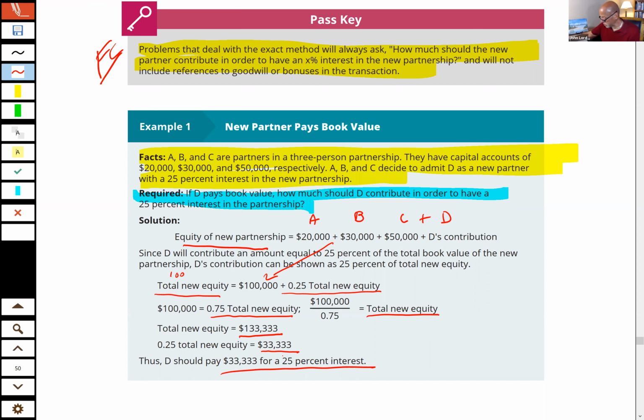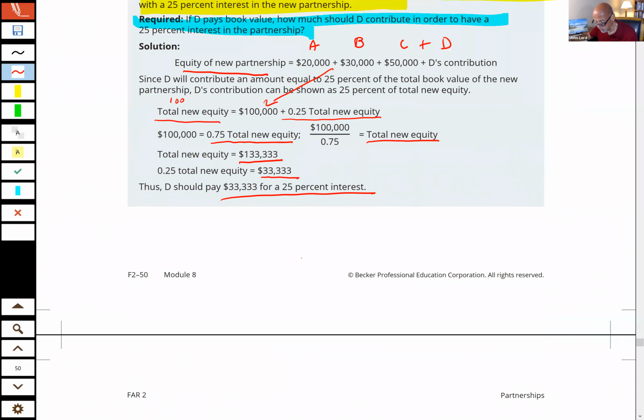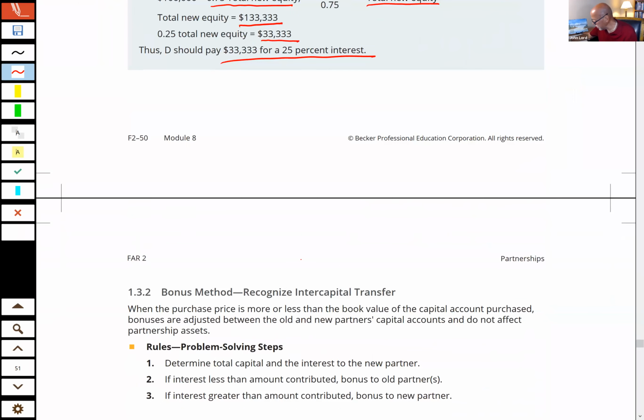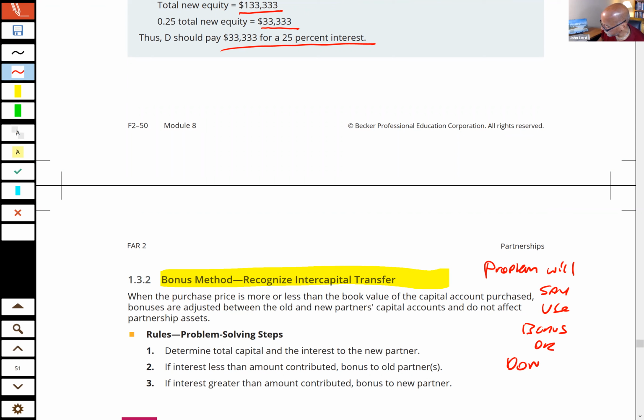You can see how that might start to be fun. Now, if it's the bonus method, they will either have to tell me to use the bonus method. Okay, so just write this in. Problem will say use bonus, or don't use goodwill.